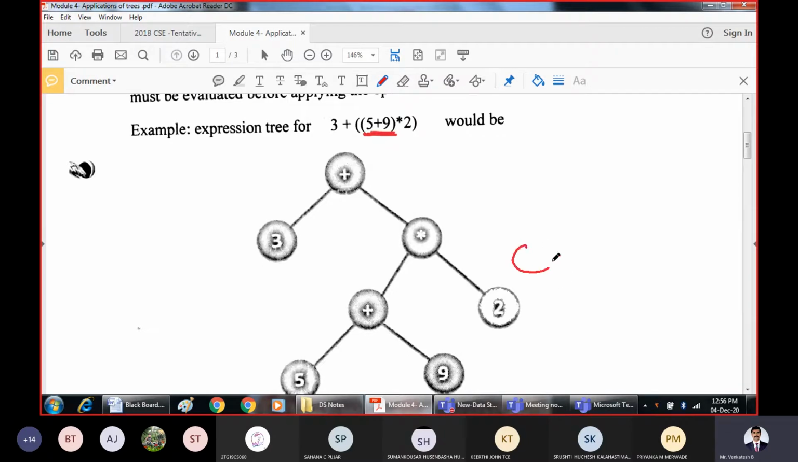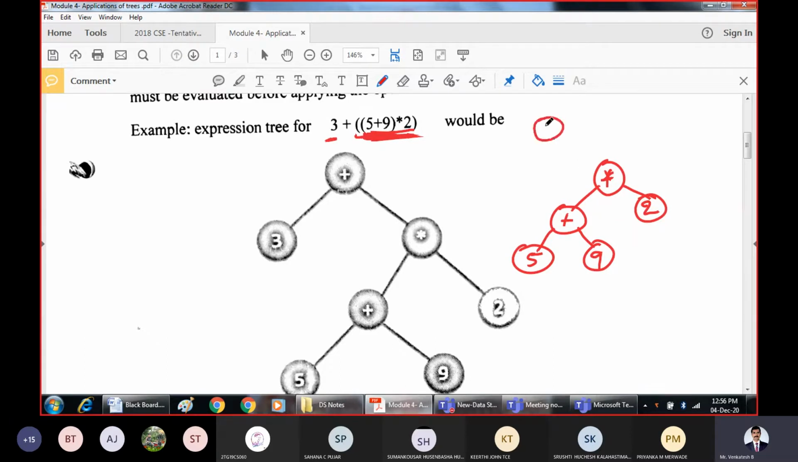So I will start from somewhere here. 5, 9. What is the operator? Plus. First evaluate 5 plus 9. Later, because that is also present in the bracket, star 2. So give star, then write 2. Then this entire thing will become one operand, the right operand.